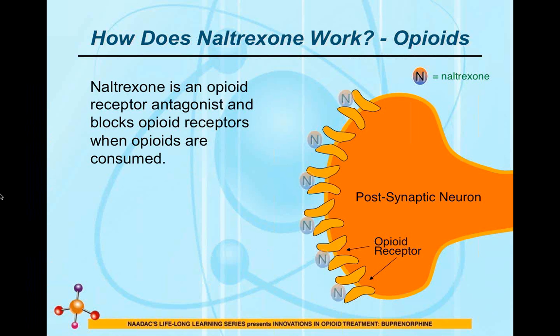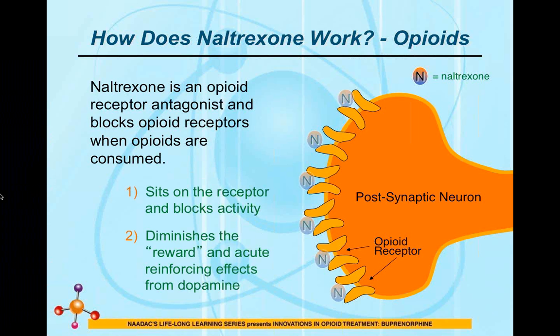And so how Naltrexone works is that it's an opioid receptor antagonist, and so it blocks the opioid receptors where opioids are consumed. So at first, it sits on that receptor and blocks all activity. And then second, if any other drugs are taken, it doesn't allow them to activate, and so therefore it diminishes that reward of taking that opioid, and the acute reinforcing effects from the dopamine are not felt, so they don't really feel anything. It just doesn't allow it to sit on that receptor. So they can have naltrexone on board and then take a little heroin. It's not going to work at all. So that's how naltrexone works.